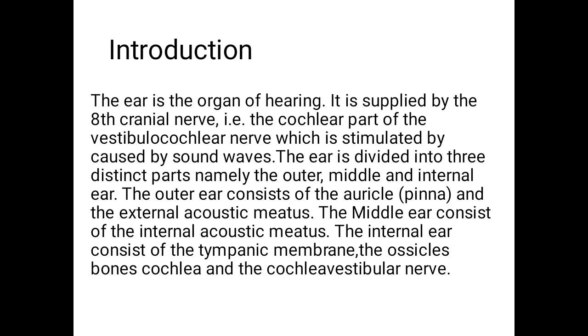Okay, so the outer ear consists of the auricles or the pinna, and the external acoustic meatus. The middle ear consists of the internal acoustic meatus and also some bones. The internal ear consists of the tympanic membrane, the oscous bones, the cochlea, and the vestibulo-cochlear nerve.